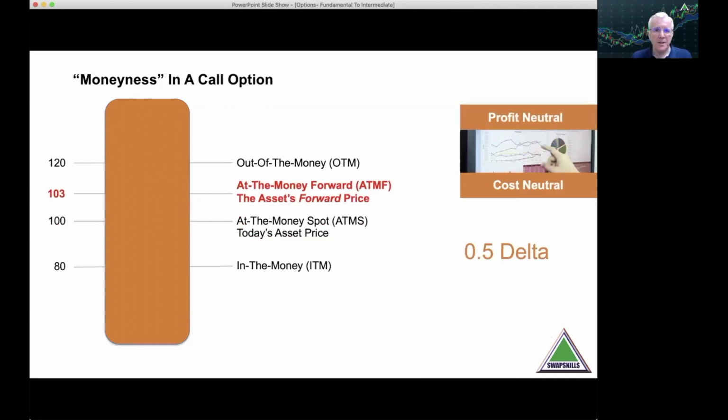Now, this is more important, at the money forward. Forward pricing is fundamental to the markets, whether it's for using forward contracts or for option pricing. Let's just say that something is worth 100 today and you want to buy it off me in 3 months' time.